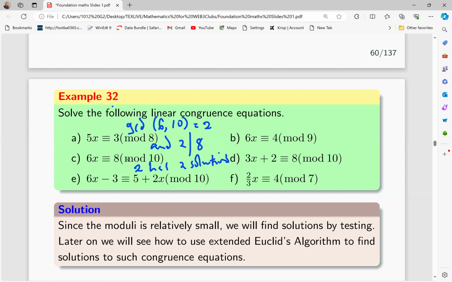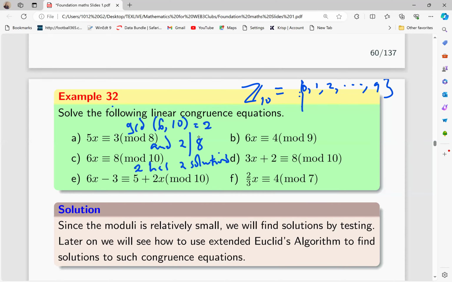So we can test. The 10 is a very small number. We test 0, 1, 2, all the way up to 9. And this, I said, we call it Z mod 10. This is how we write it, Z mod 10. These are elements 0 to 9.